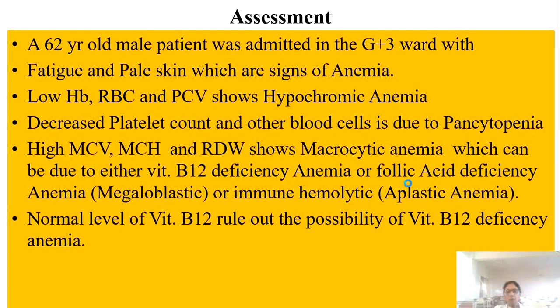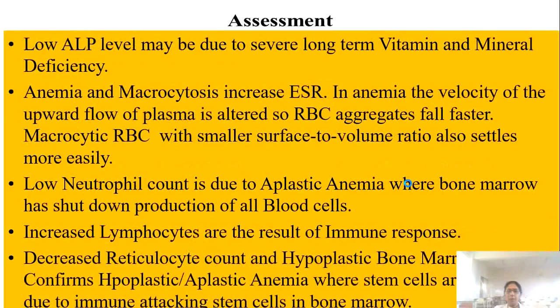That is, there may be a possibility of immune hemolytic or acquired aplastic anemia. Low ALP levels may be due to severe long-term vitamin and mineral deficiency. Anemia and macrocytosis increase the ESR, erythrocyte sedimentation rate. In anemia, the velocity of the upward flow of plasma is altered, so RBC aggregates fall faster. Macrocytic RBCs with a smaller surface to volume ratio also settle more easily.